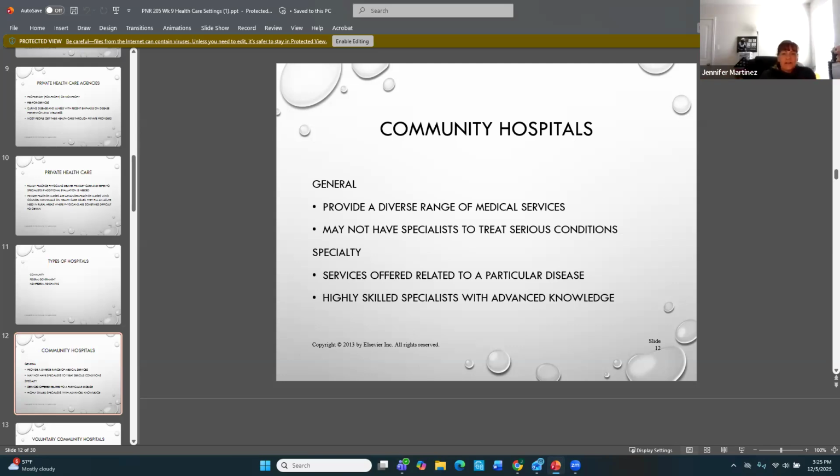Shriners, yeah, it specializes in children with disabilities. And cancer treatment centers. There might be burn centers, right? Not every hospital has a burn center, so that might be another specialty.